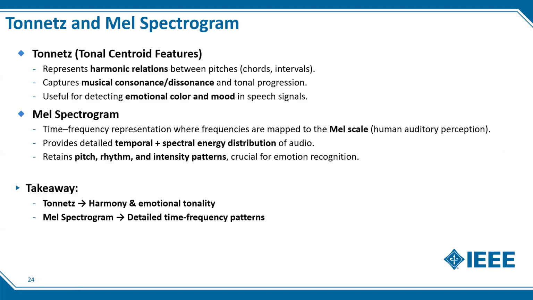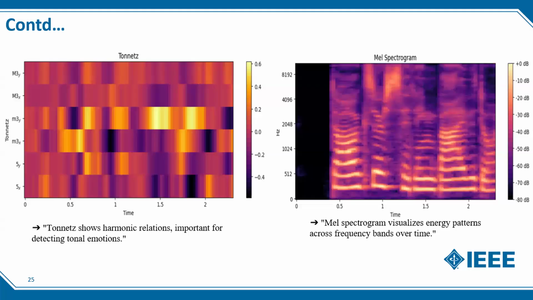And Tonnetz feature and the Mel spectrogram. Tonnetz captures the harmony and emotional tonality, whereas the Mel spectrogram gives the energy distribution of the signal in time-frequency. The left side shows the harmonic relations of the Tonnetz feature, and the right side shows the Mel spectrogram. It visualizes energy patterns across the frequency bands.